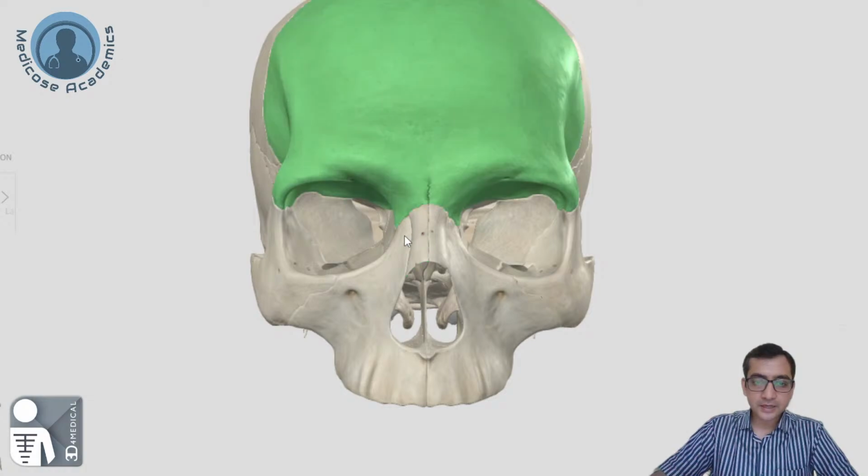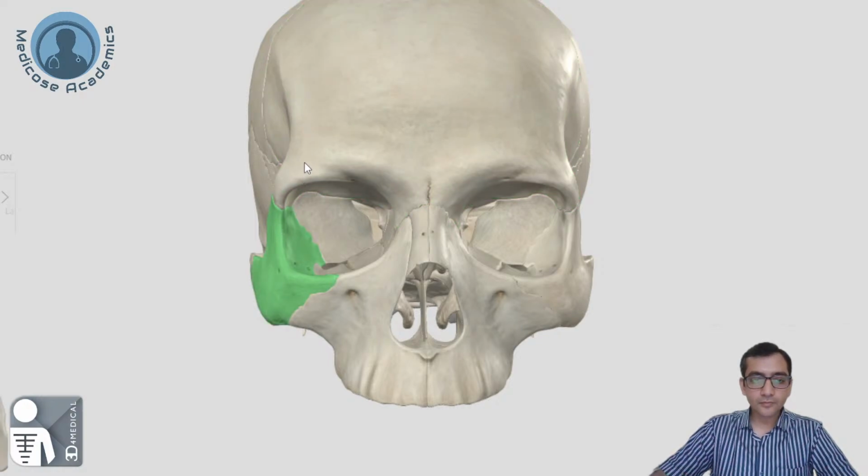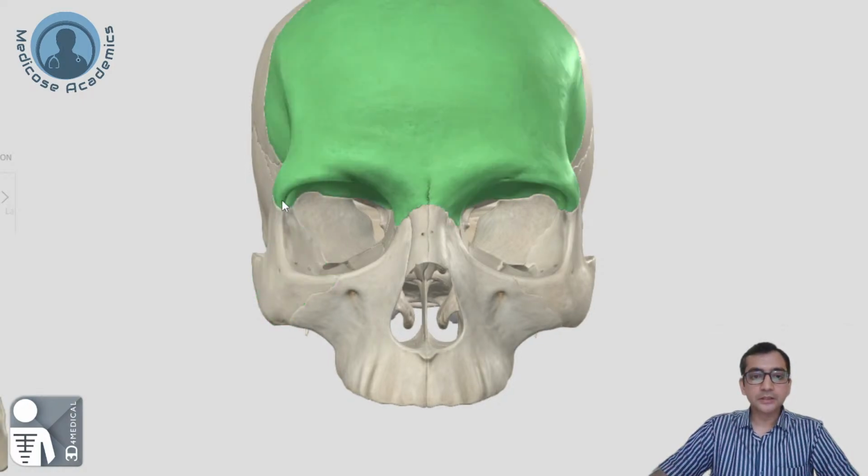Here, the nasal and maxillary bones are meeting at this point. Between these 2 points, so there will be frontomaxillary suture. Here at this point, frontal and zygomatic bones will be meeting. That will be frontozygomatic suture.